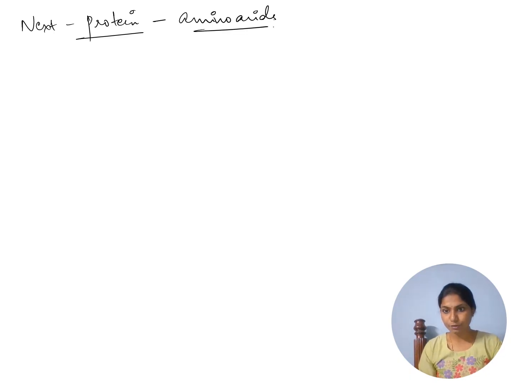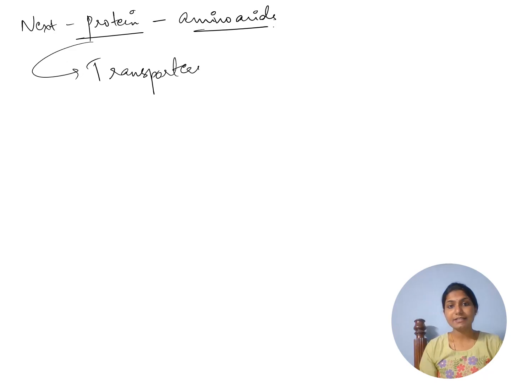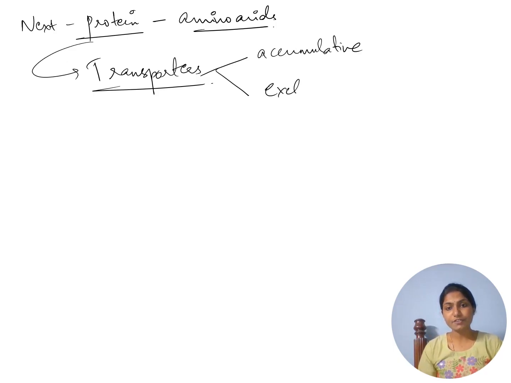Next, coming to protein transport. What are the building blocks of proteins? We all know that amino acids are the building blocks of protein. These amino acids have to be transported from the mother to the baby, and this is mainly facilitated by transporter proteins present in the syncytial trophoblast. There are two types of transporters: accumulative transporters and exchange transporters.